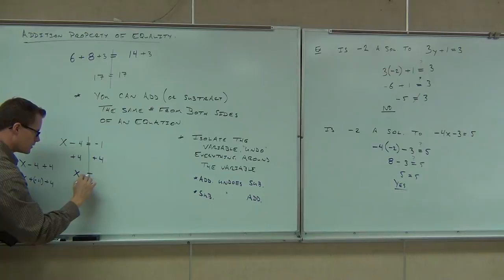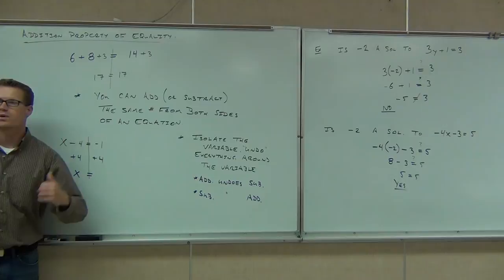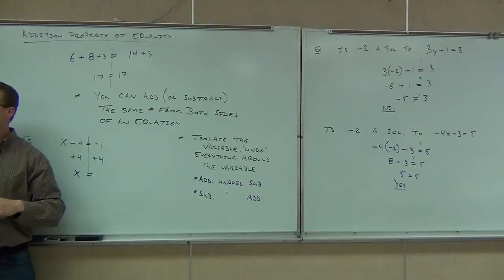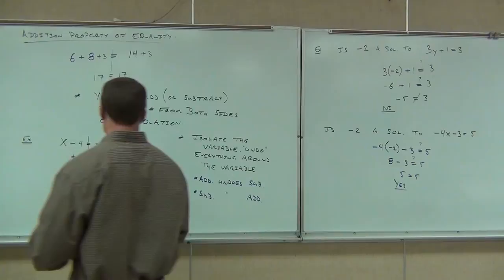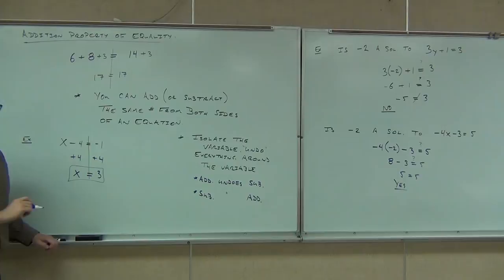Let's do the same thing on the right-hand side of our equation. We have negative 1 plus 4. We're adding, so we're going to be using those addition rules. What's negative 1 plus 4? They have different signs. You would subtract. Good. Sign of the bigger number. Great, 3. Most people put a box around the answer just to make sure that you have the solution listed somewhere like that.